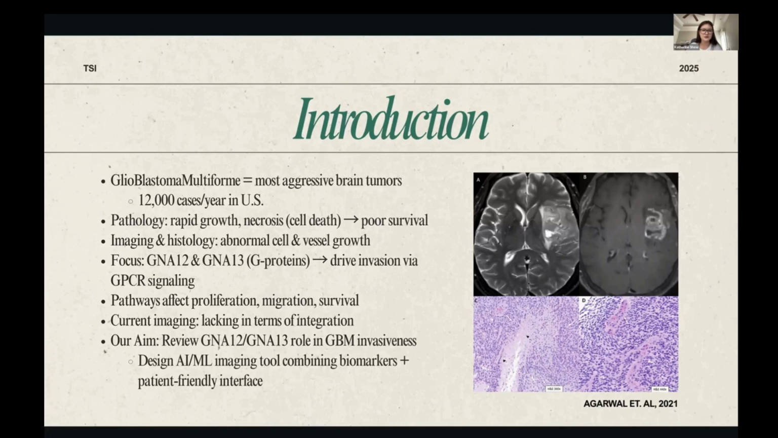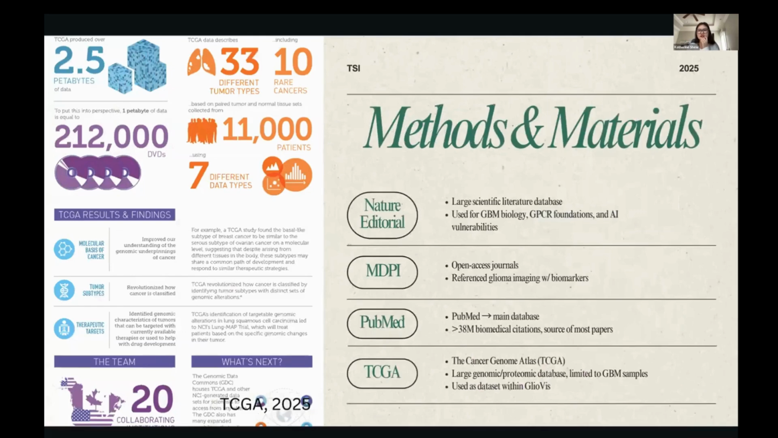So our aim is to review Gα12 and Gα13's role and design an AI ML imaging tool combining biomarkers in a patient-friendly interface. On the right is what an imaging of a GBM would look like. On top is an MRI, and on the bottom is more histopathology. The black arrows are necrosis, and so you can really see how there are a lot of centers of necrosis in glioblastomas.